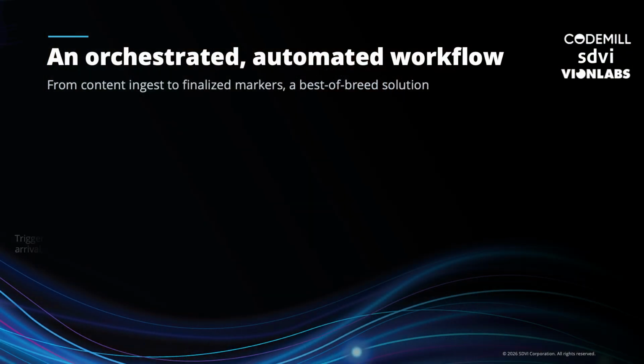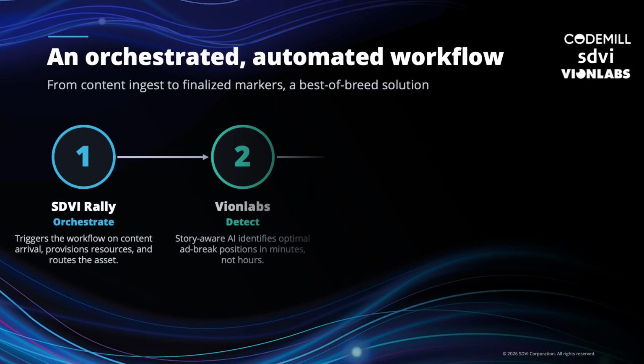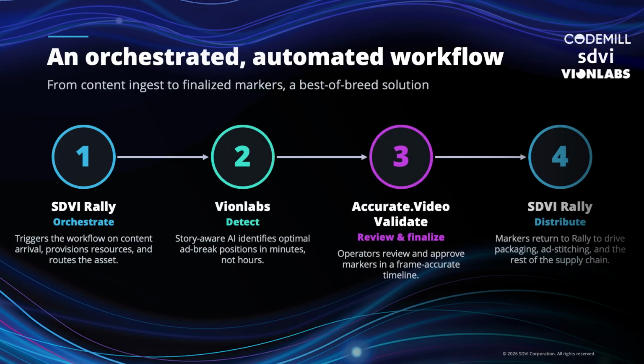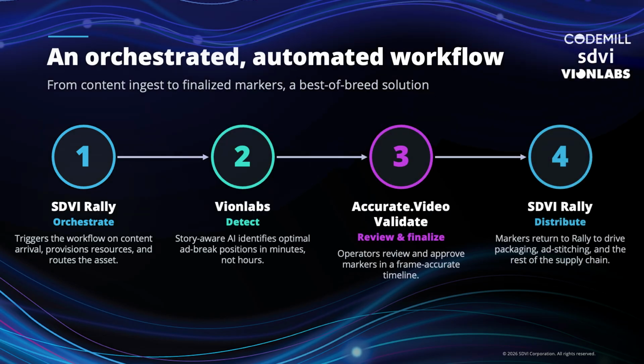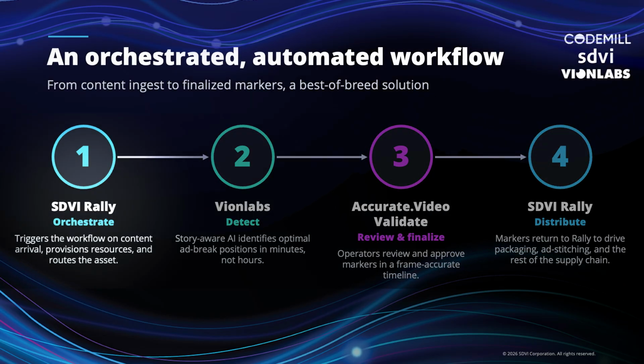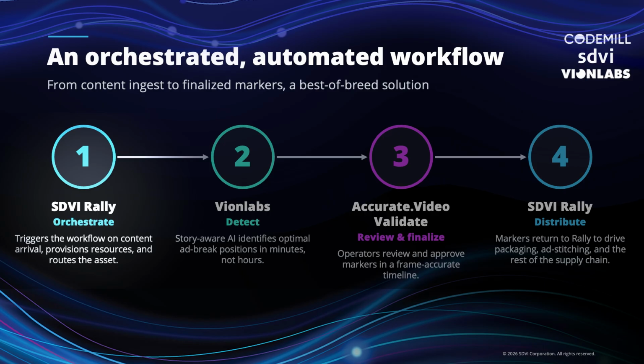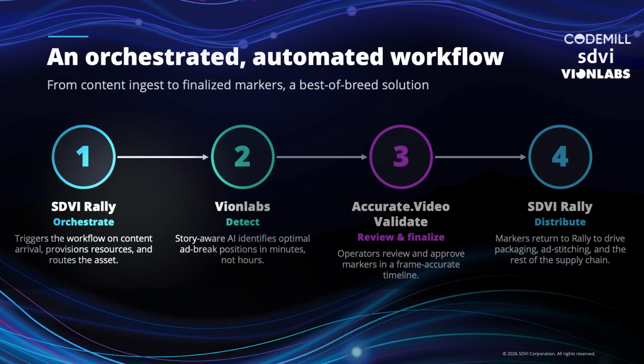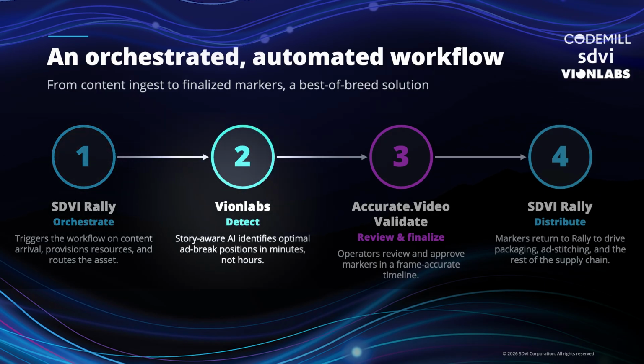Now, this is the core of the orchestrated, automated demo that we're going to show you in a minute. I put it here as 4 steps. Step 1 is the SDVI Rally platform as the underlying orchestration platform. Content lands, Rally kicks off the workflow. We provision the resources, and we route the asset to Vionlabs operating as an application service, so no manual handoffs.